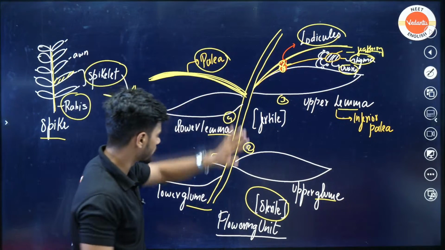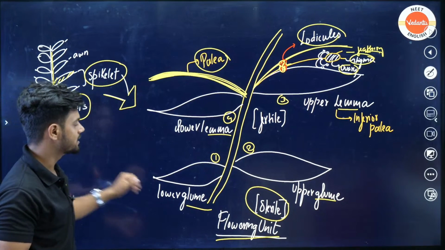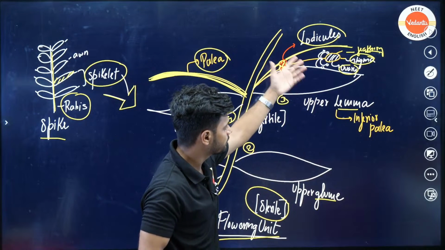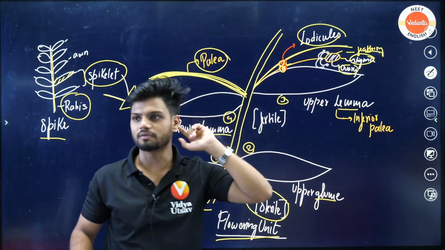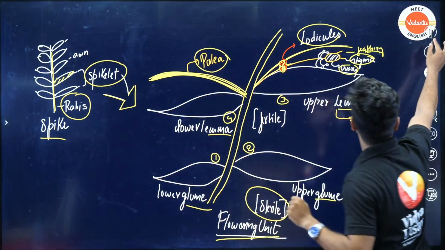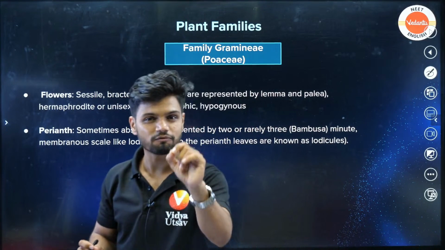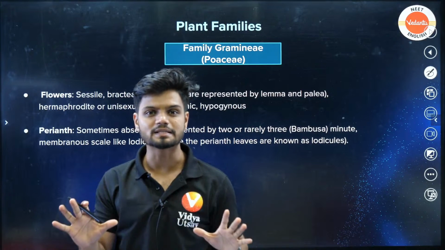Now the entire thing is called a flowering unit, that is part of your spikelet. Inside the spikelet we have lower bracts called glumes, upper bract called lemma, and between lemma and palea we have our flower. Clear? Done. That is your entire Poaceae. Main point: inflorescence is the most difficult part of Poaceae and it's very easy right now.